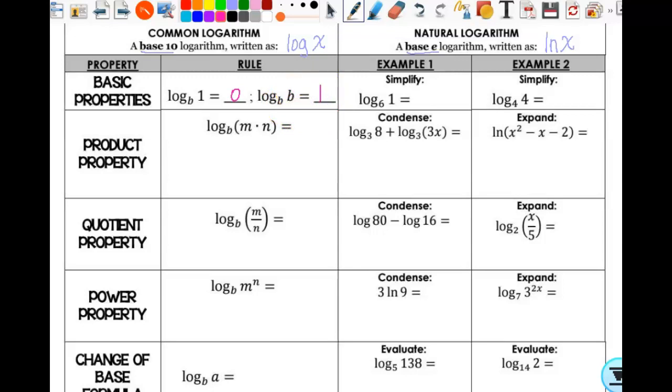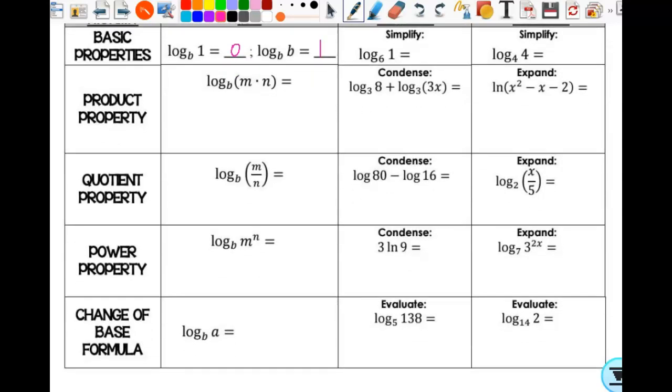If you don't just remember them, just think about it like I just asked you about it. So log base 6 of 1 is what? 0. Because any log of 1 is 0. That's what I'm trying to say. Because 6 to the 0 power gives me 1. Then log base 4 of 4 is going to give me what? 1.